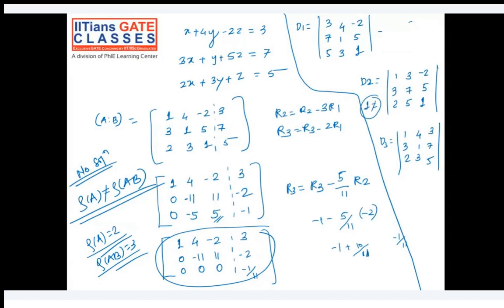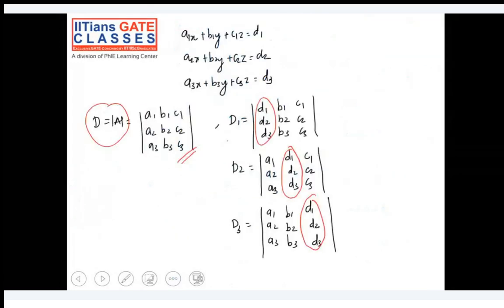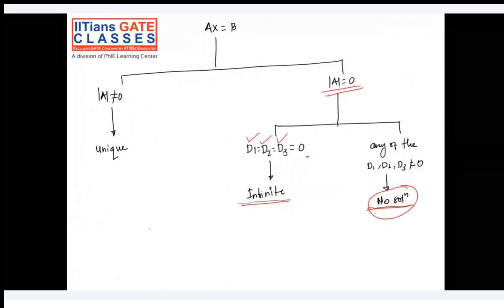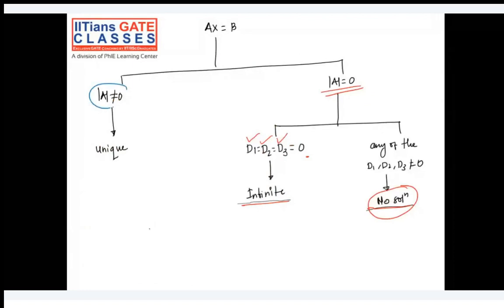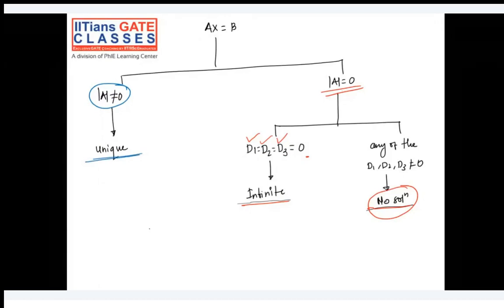We got a question from Arjun here. Since determinant is not equal to 0, then it can be unique. No, it's not for D1, D2, D3. It's for the determinant of A. So if you take a matrix A and its determinant is non-zero, then you will have a unique solution. But if the determinant of matrix A is 0, and if you check D1, D2, D3 and at least one of them is non-zero, then it's a no solution. Are you following it?